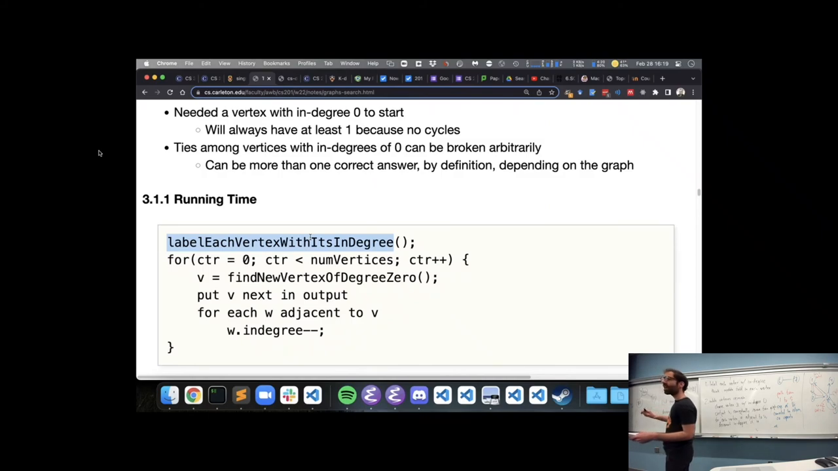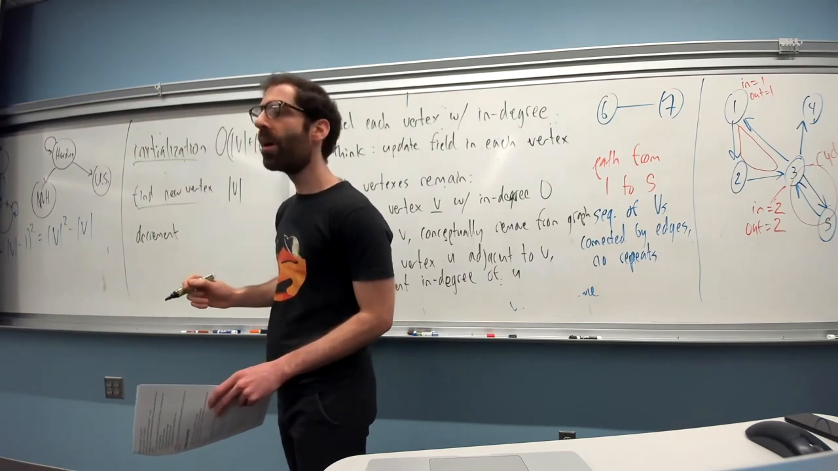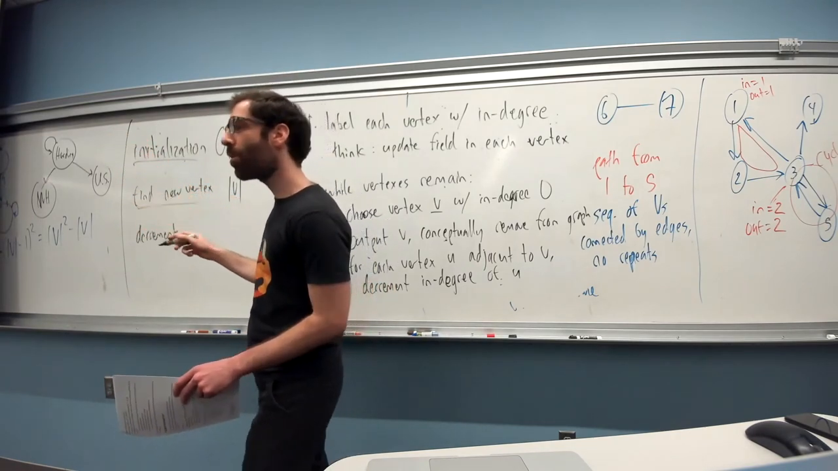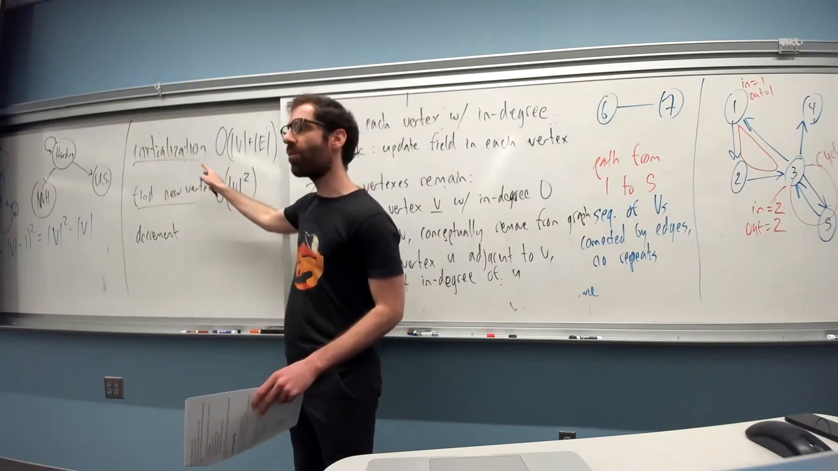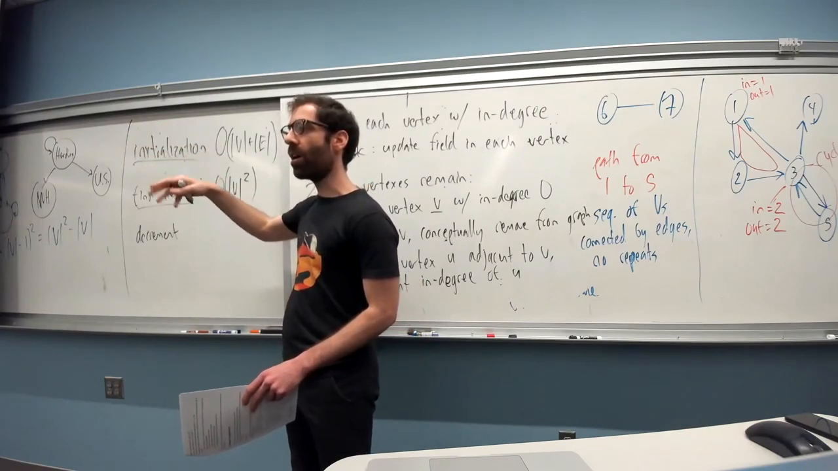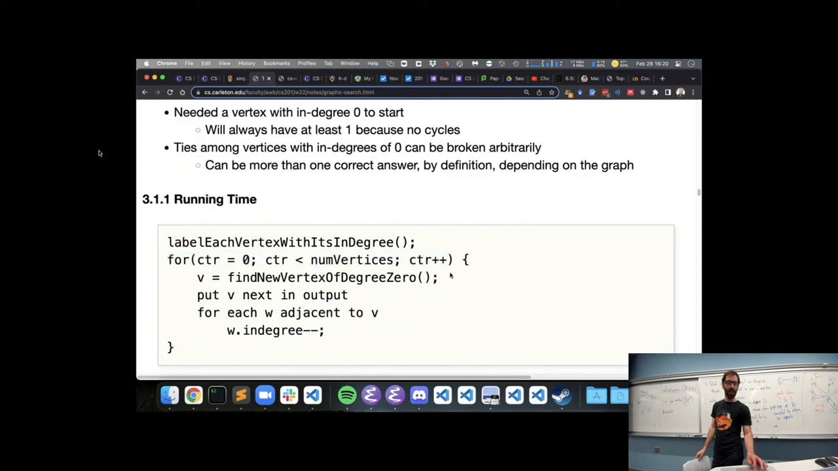Or find new vertex. Here we're assuming we don't know exactly what this does, but the simple thing is to loop through all the vertices to find one with degree zero. That would be size of V to loop through all of them. And we're doing this once for each vertex that we're outputting. So if we add up all the loops of this outer for loop, if we're doing this for loop V times and each of these operations takes iterating through all the vertices, then we'll end up with big O of V squared.